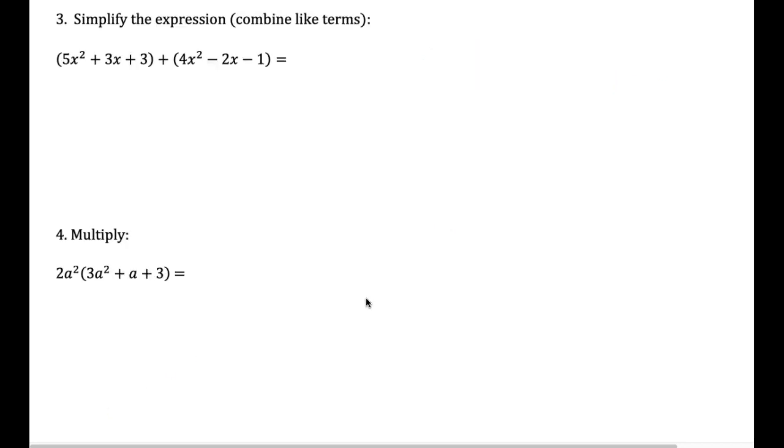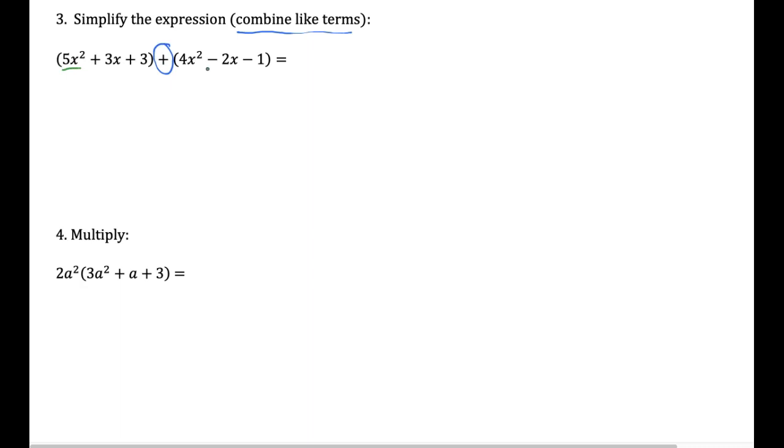The next problem asks us to simplify the expression, and it says in parentheses, combine like terms. So this is just an addition problem, and I saw some problems with that. People used multiplication for some reason. Maybe you just didn't see the plus sign. But you just want to go through and find like terms.